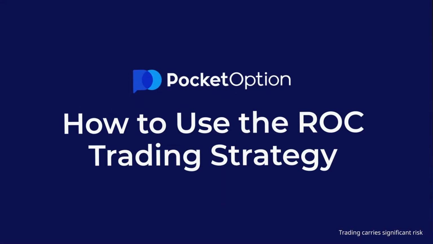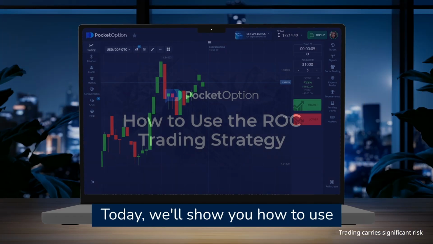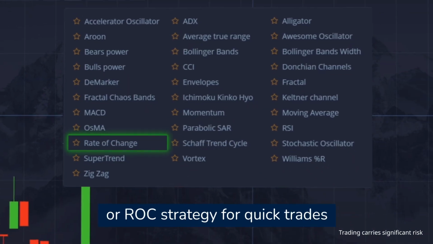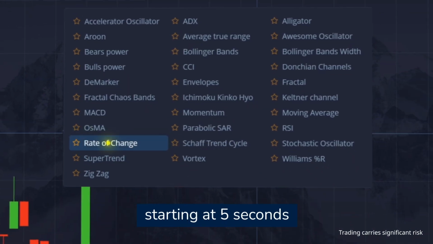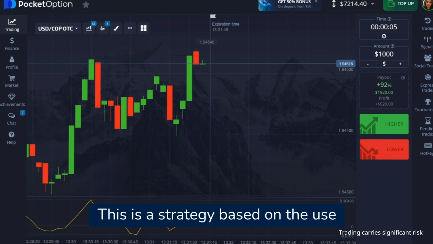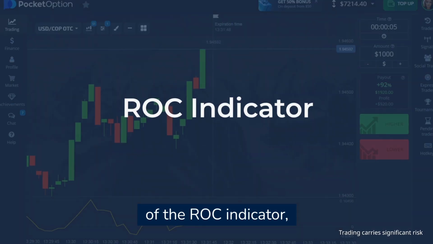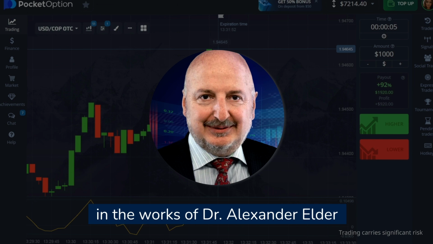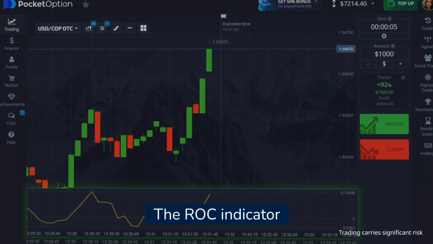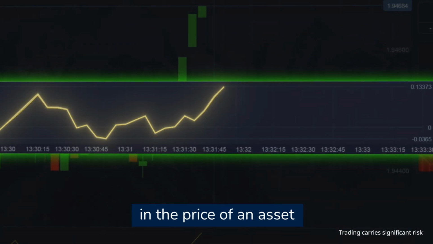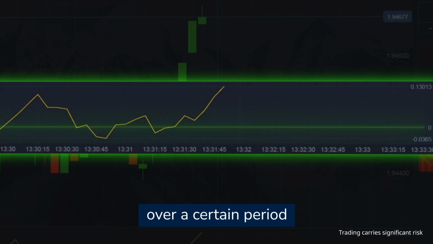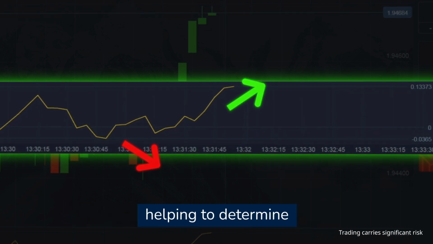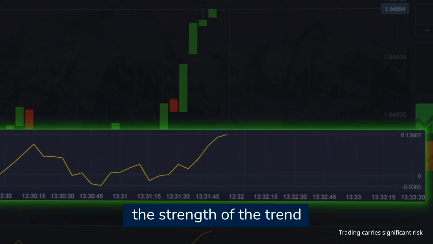How to use the ROC Trading Strategy. Today, we'll show you how to use the rate of change, or ROC strategy for quick trades starting at 5 seconds. This is a strategy based on the use of the ROC indicator, which was first proposed in the works of Dr. Alexander Elder. The ROC indicator measures the rate of change in the price of an asset over a certain period and shows the percentage change in price, helping to determine the strength of the trend.